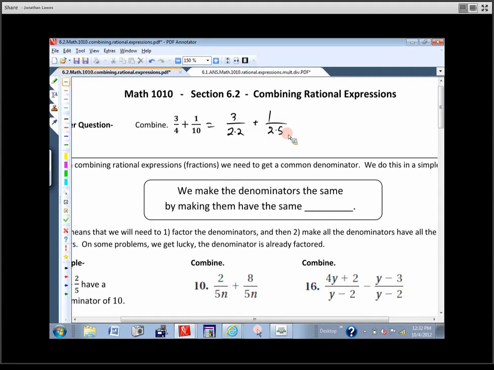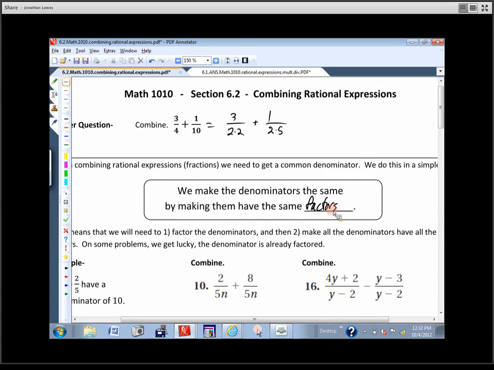The way we're going to make these denominators the same is we're going to make them have the same factors. We're going to make the denominators the same by making them have the same factors. In fact, that's the key to solving the problems on today's assignment. Make the denominators the same by making them have the same factors.